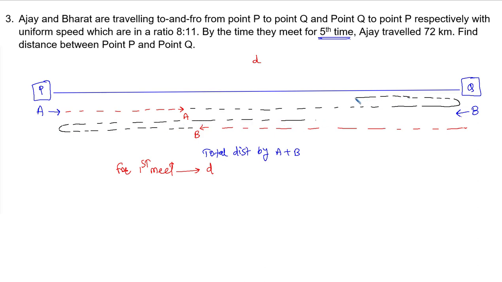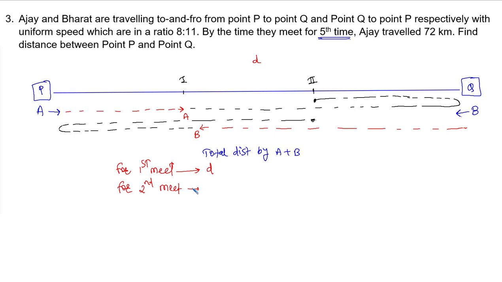And A and B will meet for the second time at this point. The second meeting of A and B will happen over here. The first meeting happened here, and the second meeting will happen over here. So after the first meeting and before the second meeting, the total distance traveled by A and B together is how much?